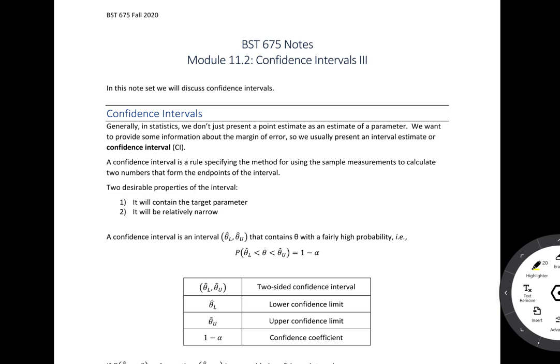In this set of notes, we're going to continue our discussion of confidence intervals. Previously, we looked at how to construct confidence intervals using bootstrap distributions. Now we're going to look at how to construct confidence intervals using formulas.